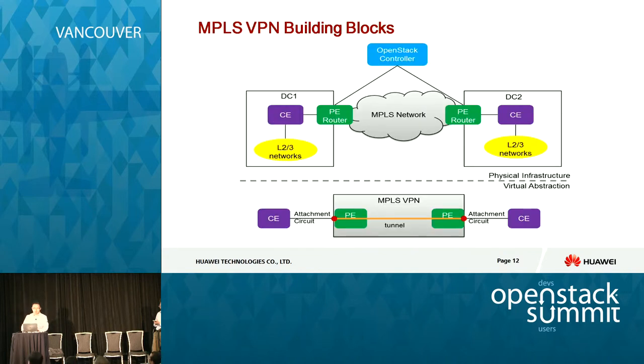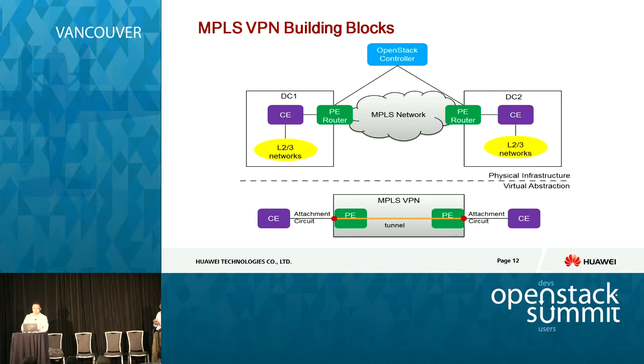Okay, for MPLS VPN, we have an abstract model as intent-based. You can see from this diagram that we can use OpenStack to control the PEs. That is the physical infrastructure. Typically inside a data center, the user would have OpenStack controlled L2 and L3 networks. And inside that data center, there would be a separate CE, which stands for customer edge. This CE would connect to the PE, typically owned by a service provider.